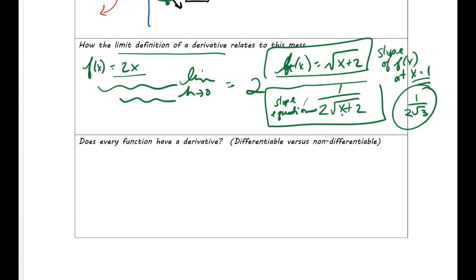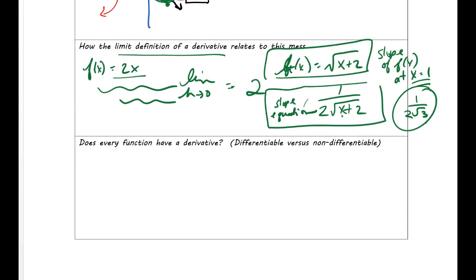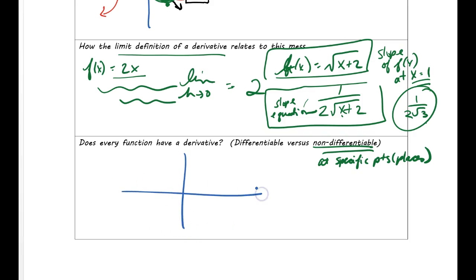Okay, so does every function have a derivative? Well, most functions do have a derivative, but it is possible to be non-differentiable, usually at specific points. There are specific places where you are non-differentiable. So for example, if I had a graph that was like, let me do this.